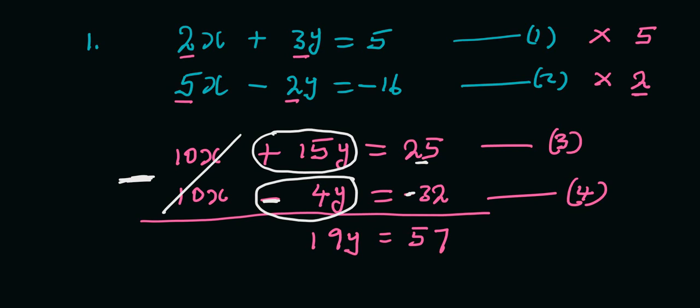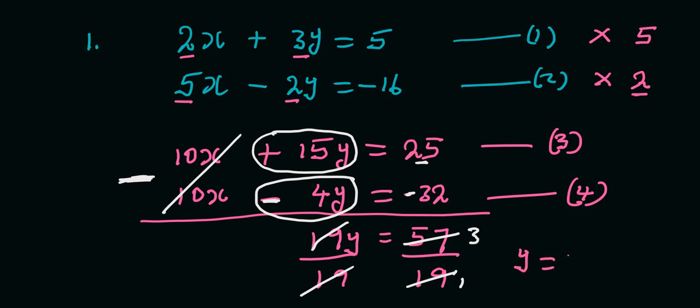All right. So now, at this point, we can divide both sides by 19. 19 is going to cancel out 19 from here. So 19 divided by 19 is 1, and 57 divided by 19 is 3. Therefore, y is equal to 3. We have found the value of y.